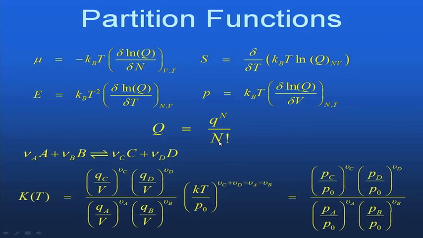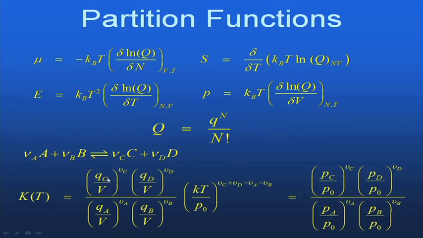Now, move on to a reaction of this kind, A plus B giving rise to C plus D, with stoichiometric coefficients nu A, nu B on the left hand side, and nu C and nu D on the right hand side. So, the equilibrium constant at a temperature T, you can write in this way.